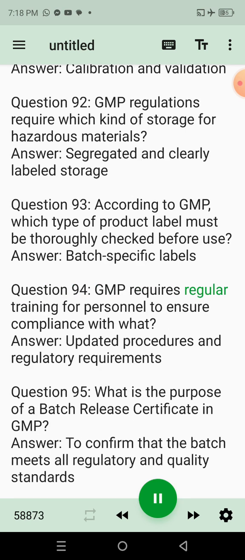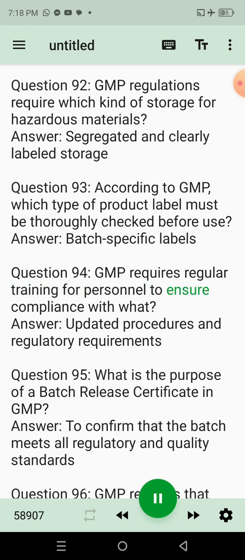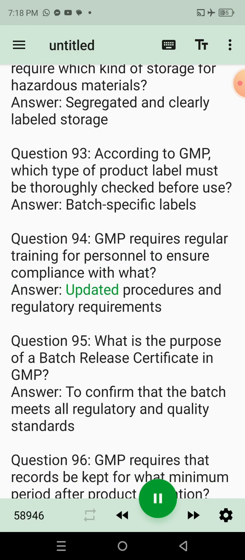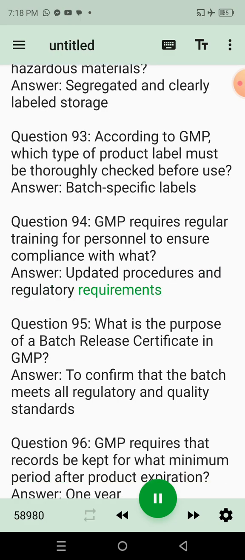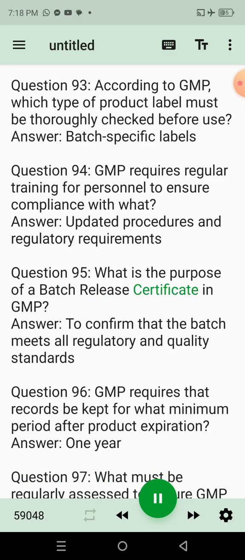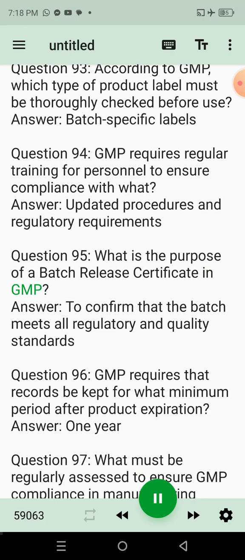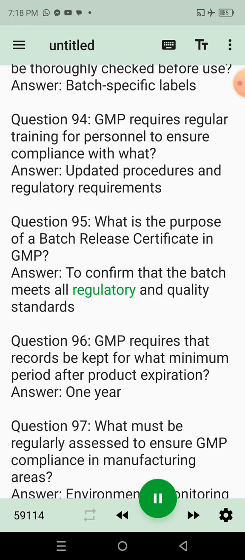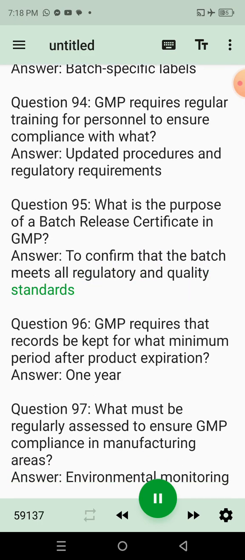Question 94. GMP requires regular training for personnel to ensure compliance with what? Answer: updated procedures and regulatory requirements. Question 95. What is the purpose of a batch release certificate in GMP? Answer: to confirm that the batch meets all regulatory and quality standards.